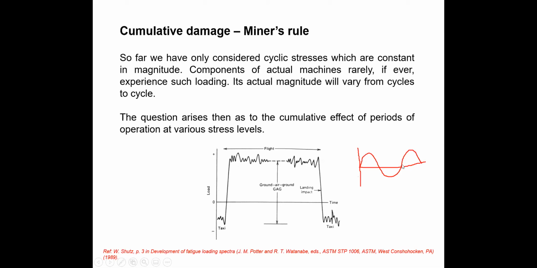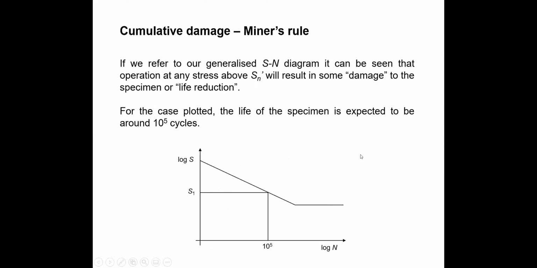You can see, assume this is S1, the maximum stress. Then this is the stress value we are going to apply. If it is higher than the endurance limit, it will damage the specimen. But if it is lower than the endurance limit, assume this is Sn dash.